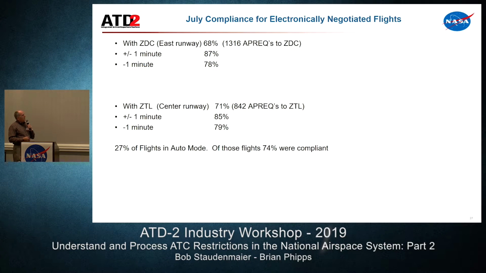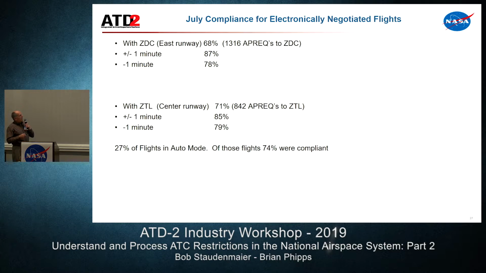This is July's data out of Charlotte, the compliance data. We started at 60%, and we were at 60% for roughly the first year before and after ATD-2 started. We kept moving up from December through May. We peaked around 75%, and in the summertime, we just dipped down a tiny bit. Basically, the average for July was about 70%. I haven't looked at August data yet, but you can see how more of the APRECs go towards Washington Center than towards Atlanta Center.